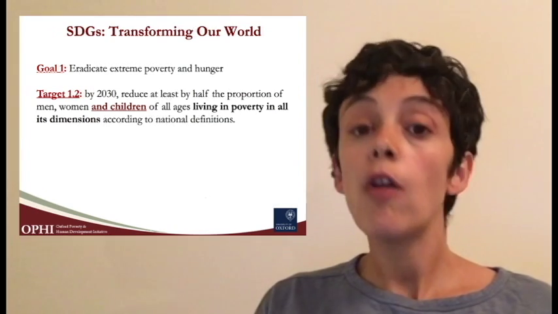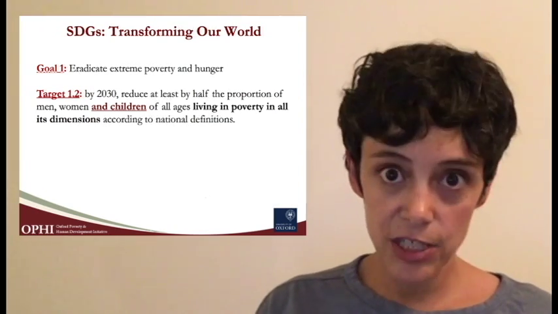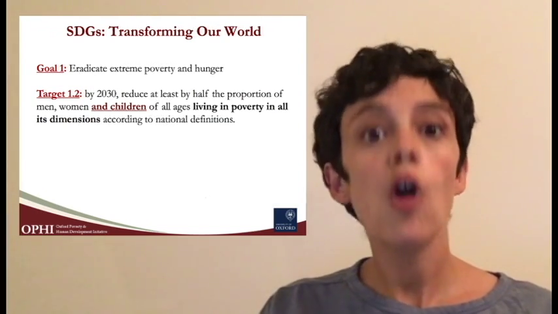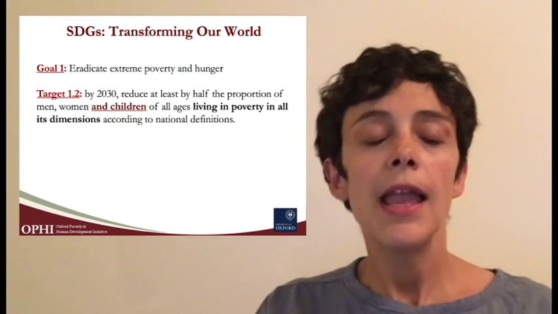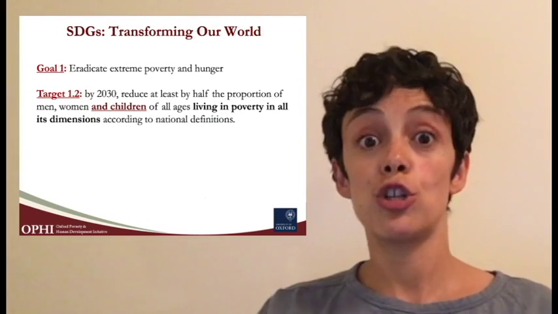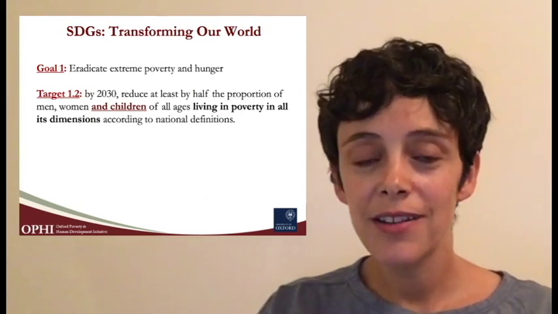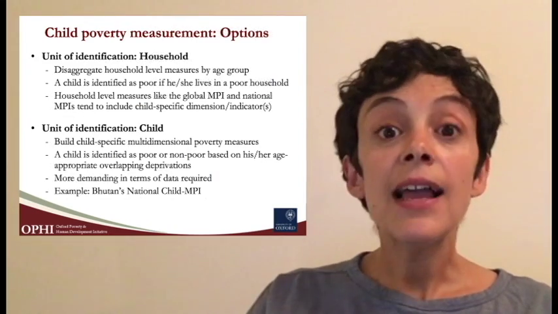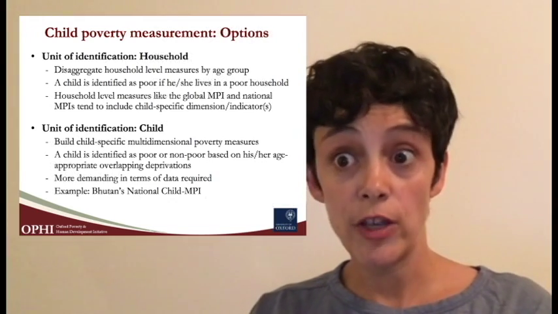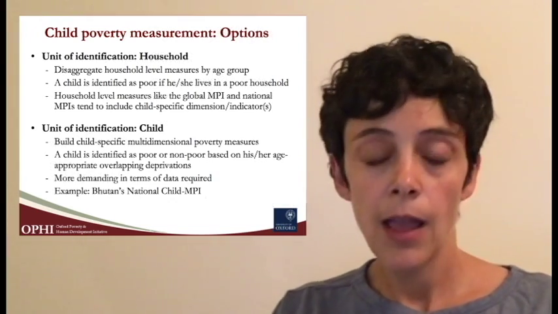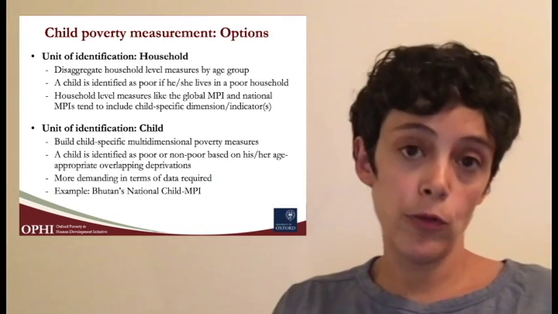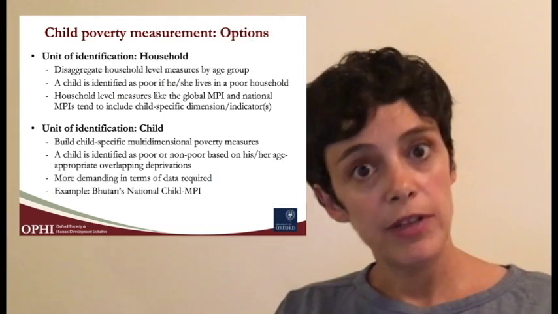With the adoption of the Sustainable Development Goals, the SDGs, the international community affirmed the importance of eradicating child poverty, identifying within goal number 1 the need to reduce the proportion of men, women, and children living in multidimensional poverty. The Alkire and Foster methodology has become one of the standard techniques to measure multidimensional poverty. There are two different ways of applying this methodology to assess children's poverty.